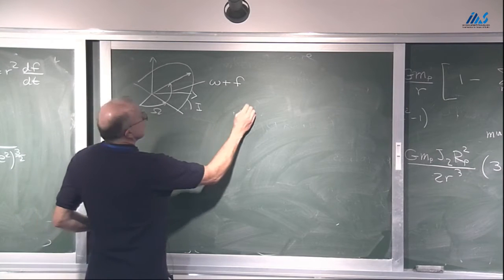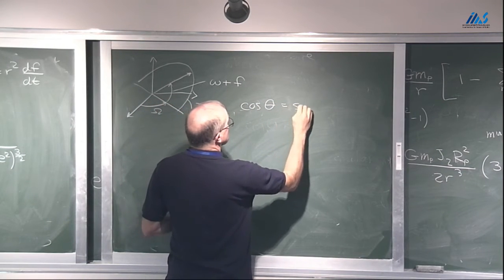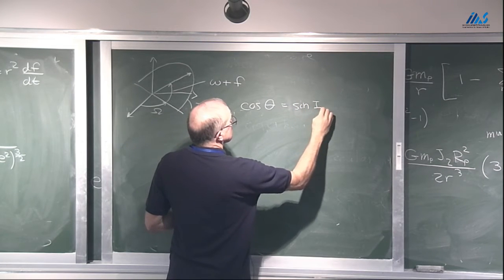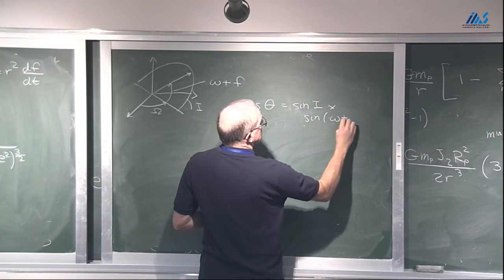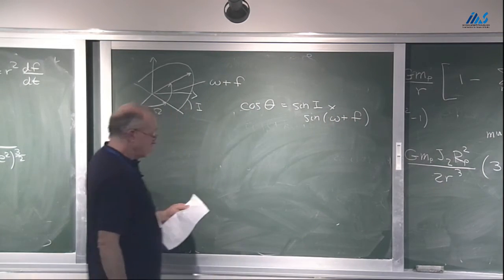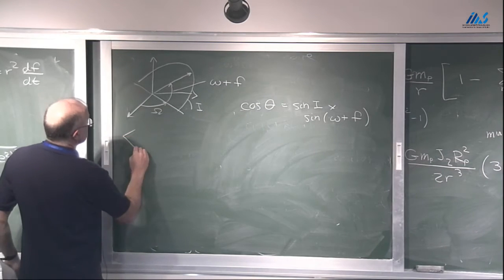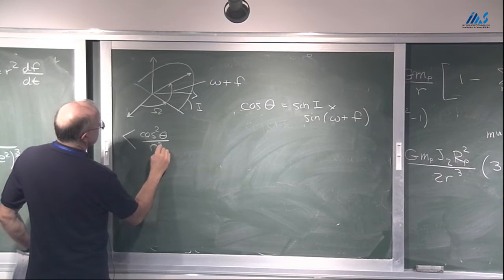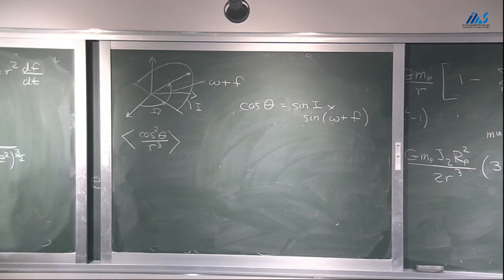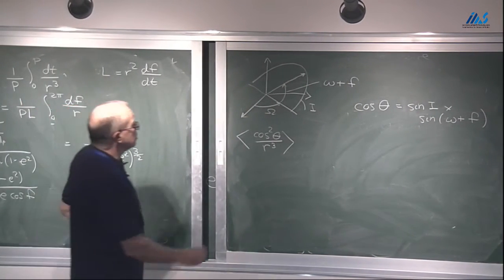And so it's pretty easy to see that the cosine of theta in terms of the orbital elements is the sine of the inclination times the sine of omega plus the true anomaly. And that means that the second average that you need in addition to this one, which is cos squared theta over r cubed, is just the same as this one with the addition of the cos squared theta.